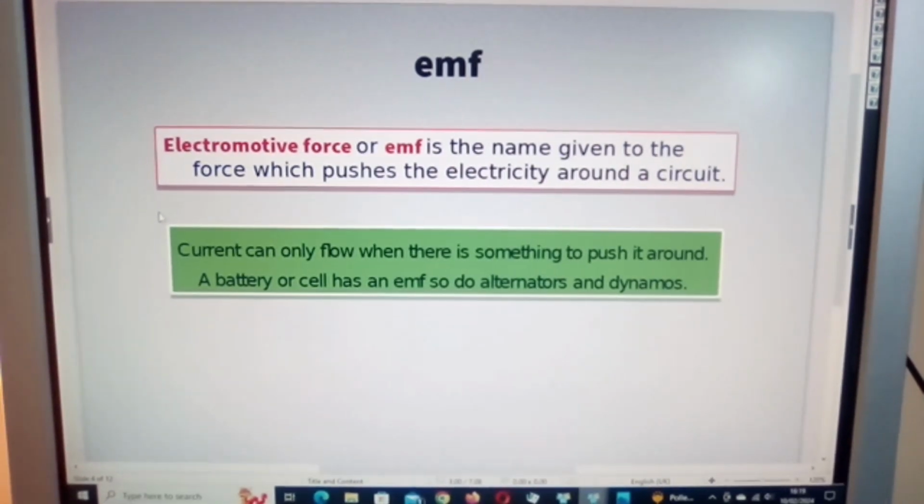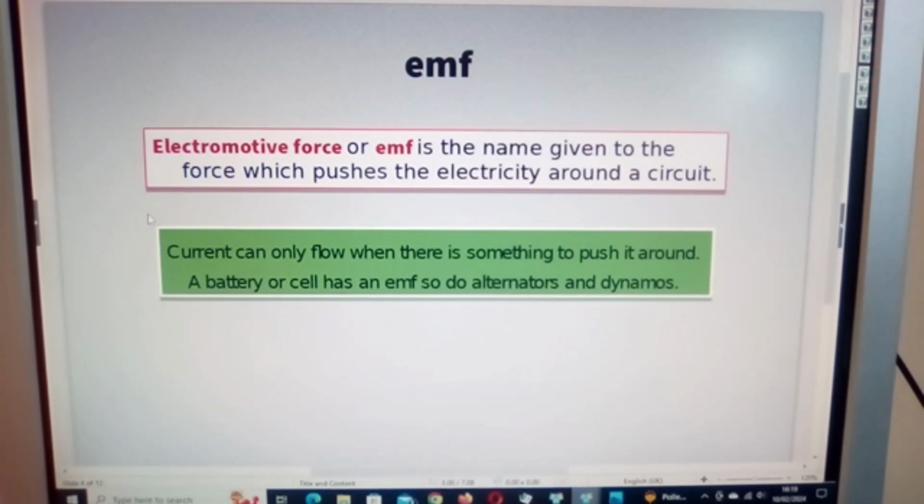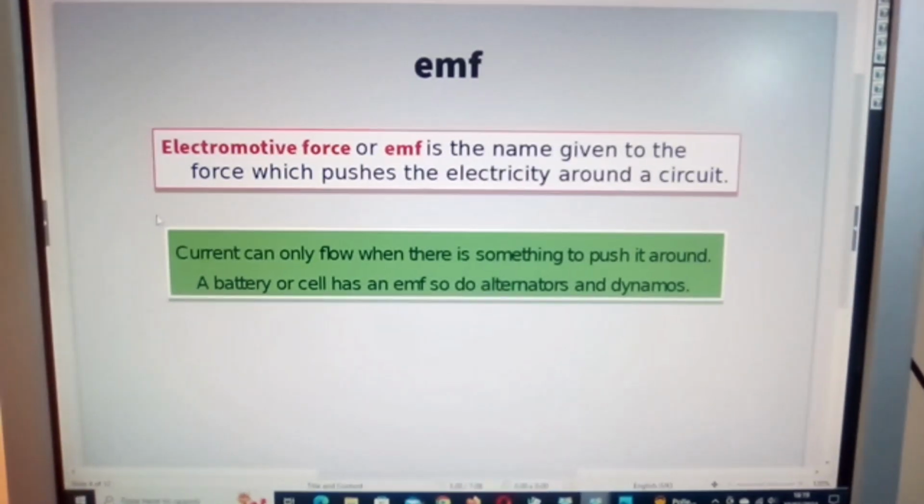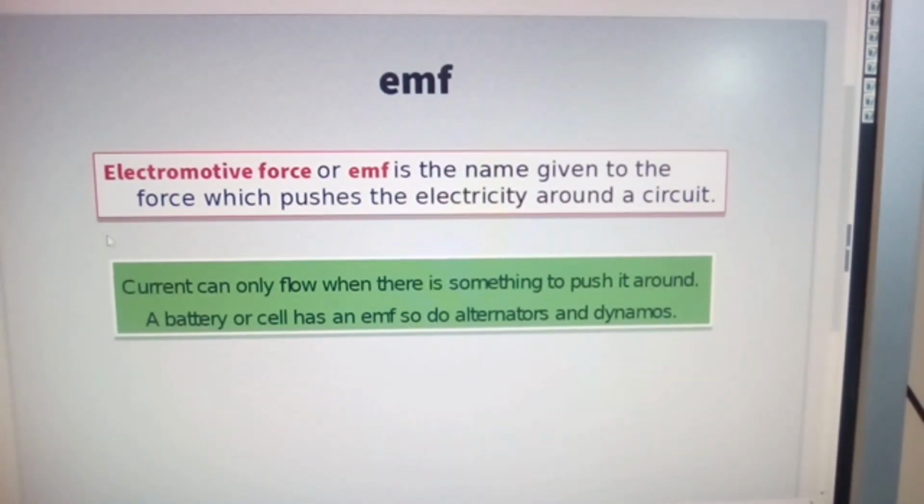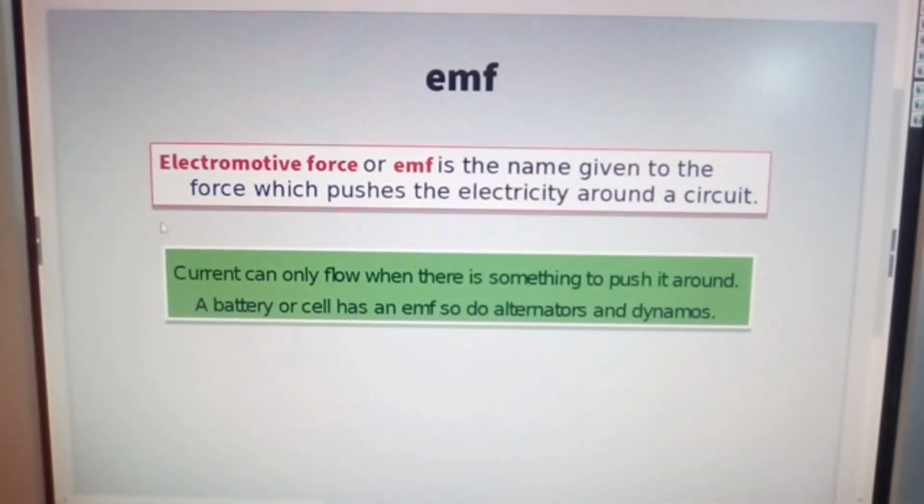Electromotive force, or EMF, is the name given to the force which pushes the electricity around a circuit. Current can flow when there is something to push it around. A battery or cell has an EMF, so do alternators and dynamos.